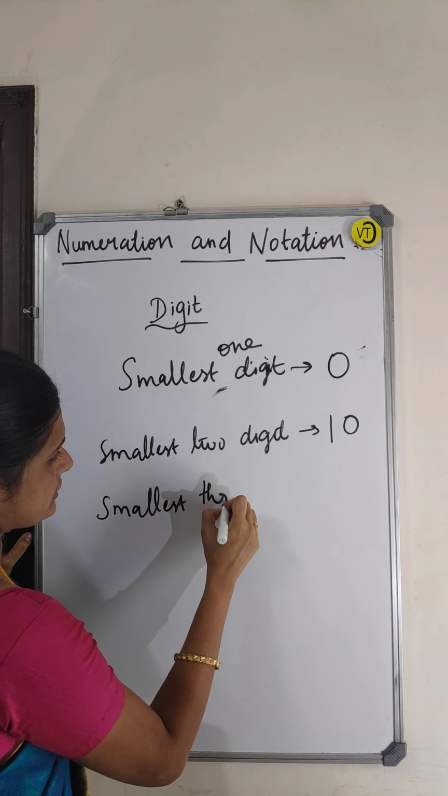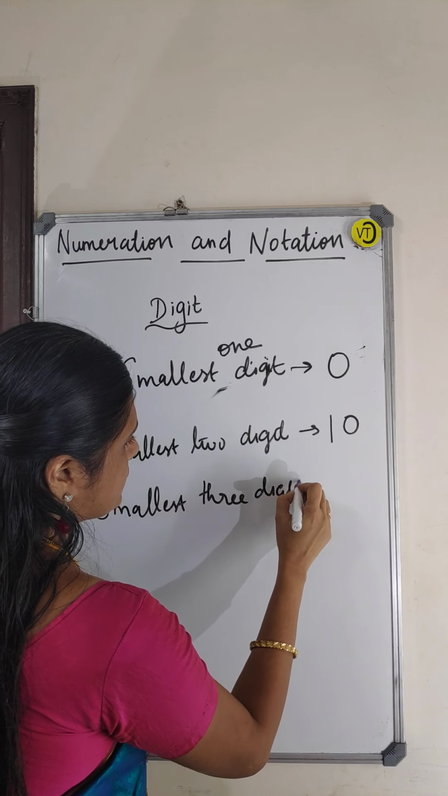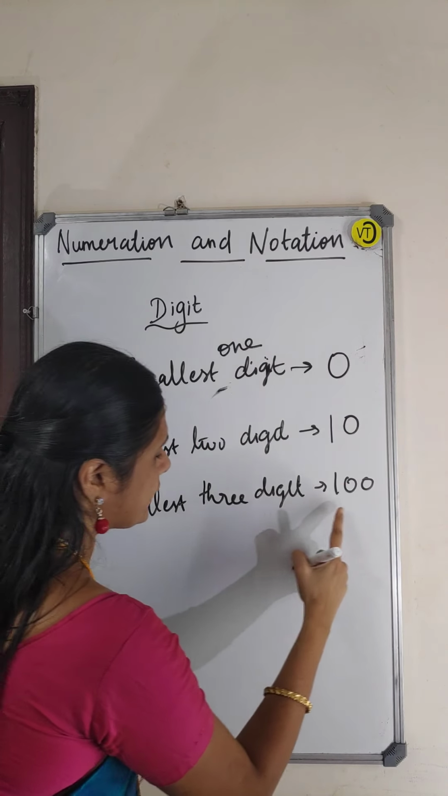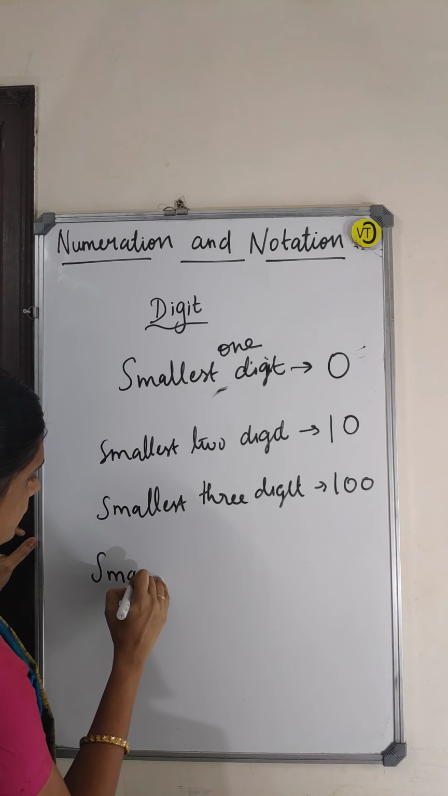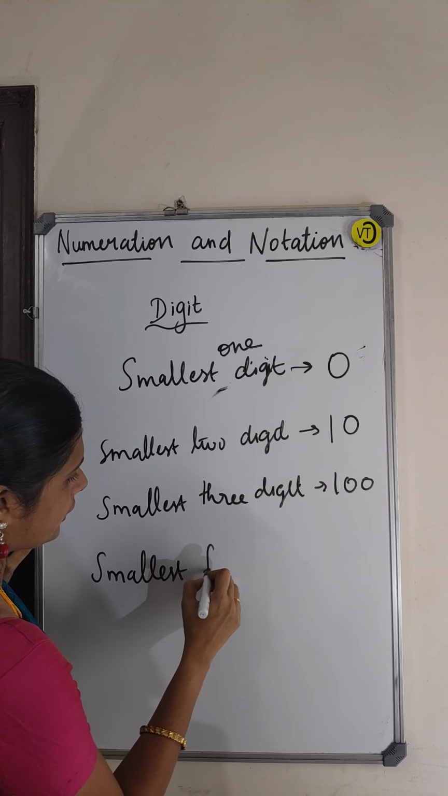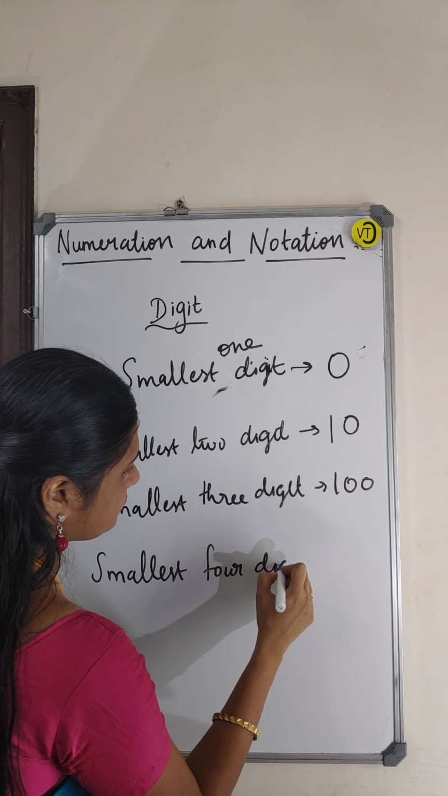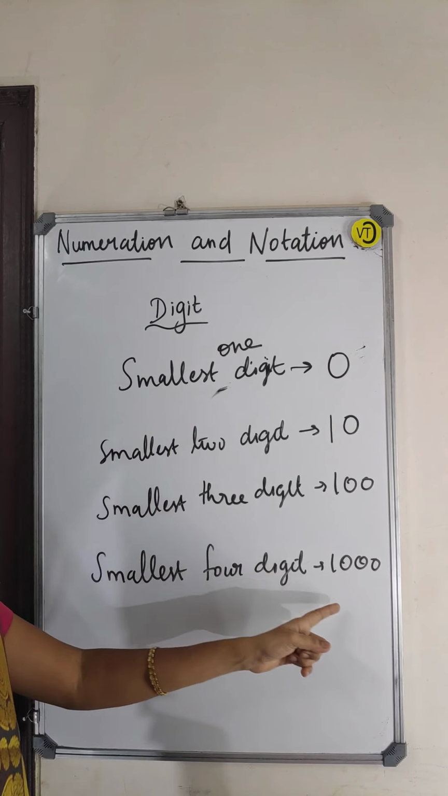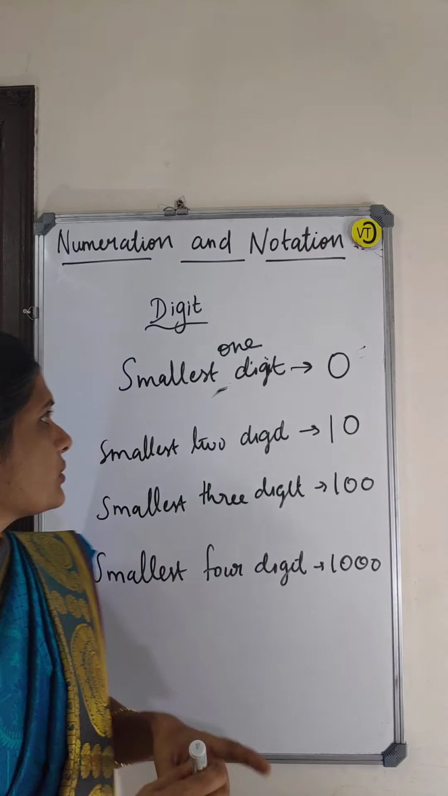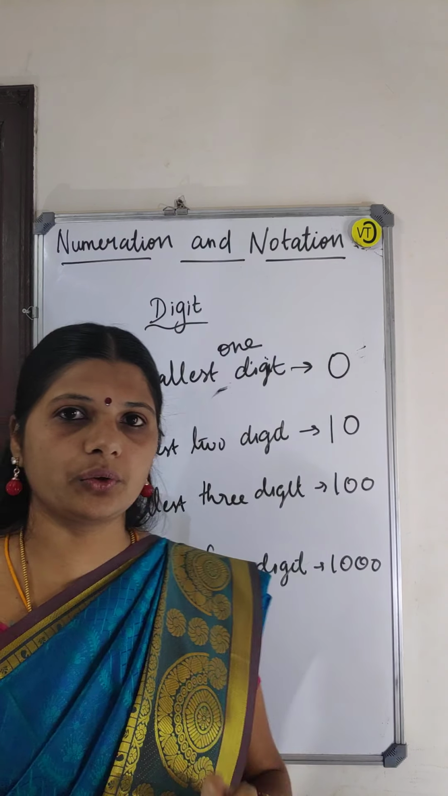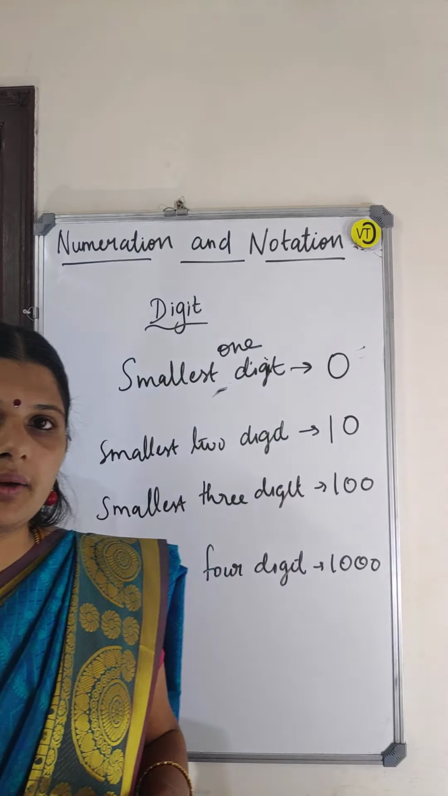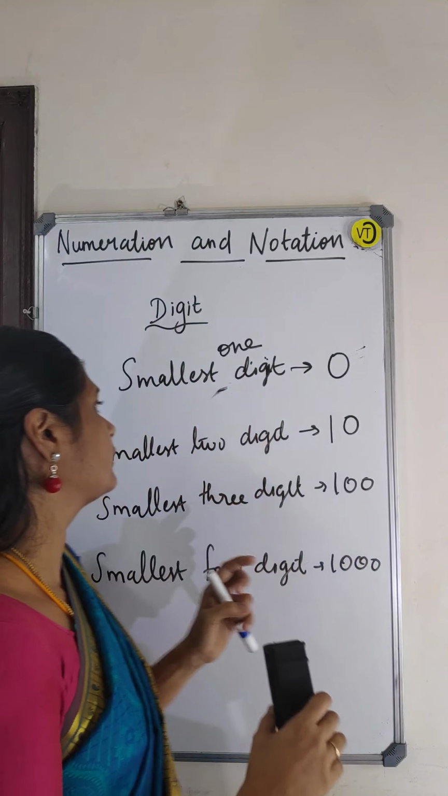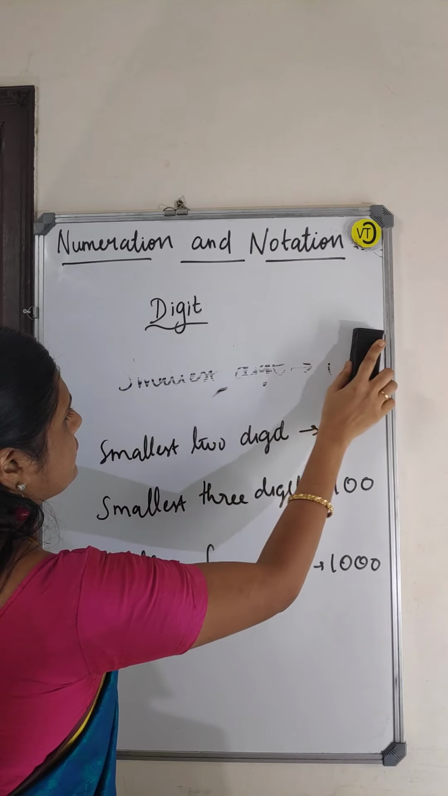Then, smallest 3 digit. What is this? Again, 100. 100 is the smallest 3 digit. Okay, again. Smallest 4 digit. It is 1000. Okay. So, these are the smallest digits I told you. Now, I am going to tell you what is the largest, greatest number. Greatest digit here. Listen.